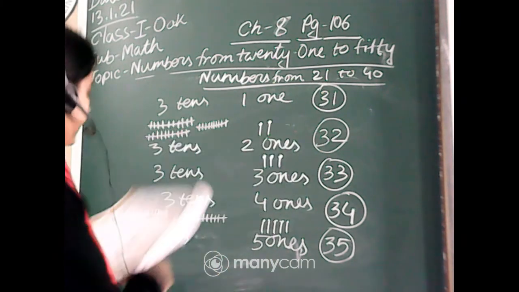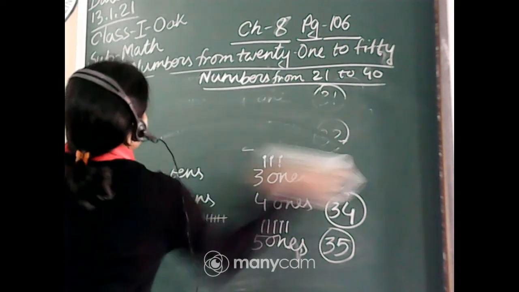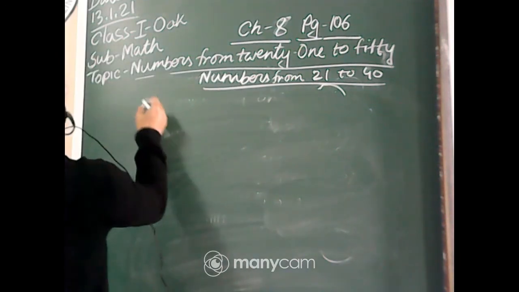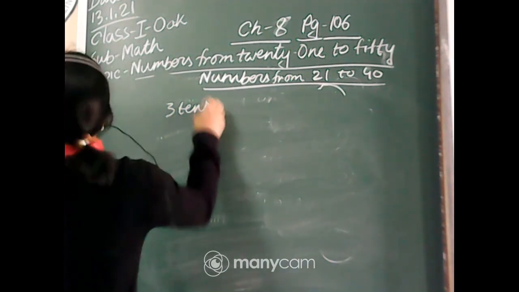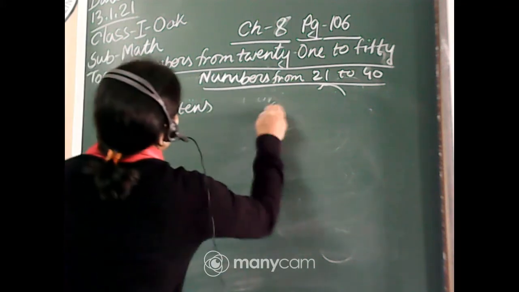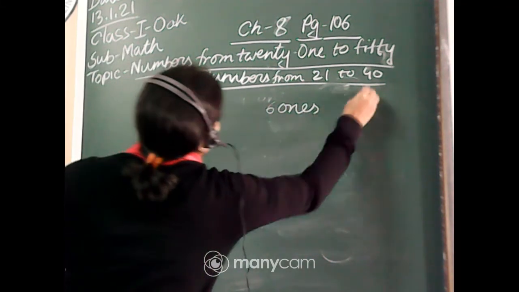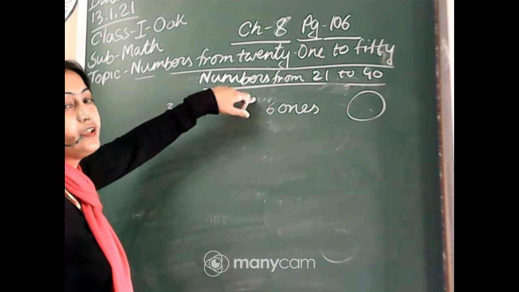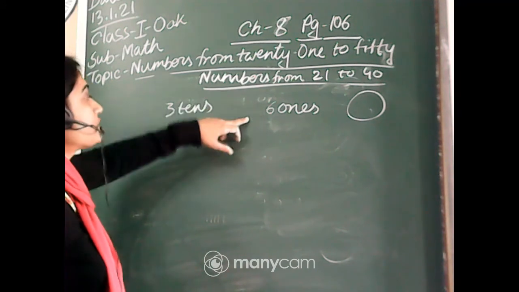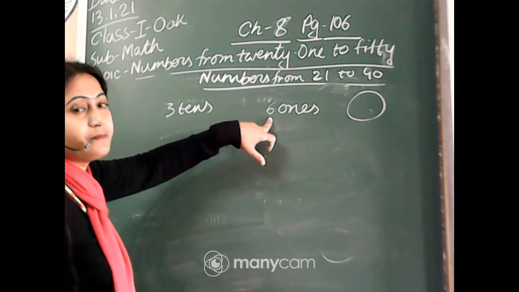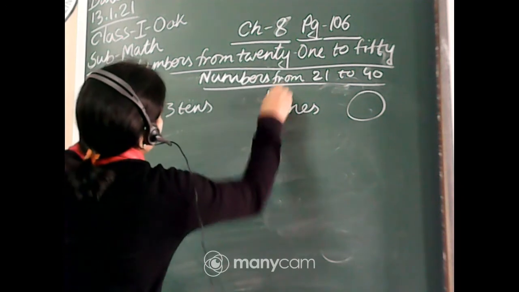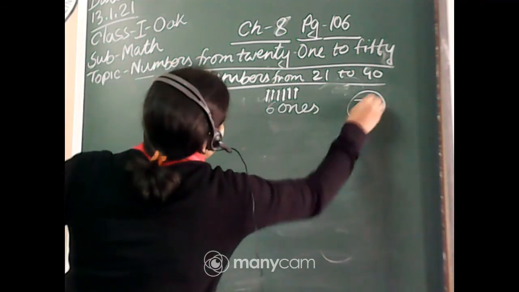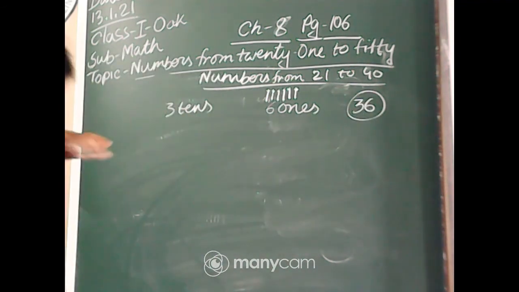Next, 3 tens. In the tens room, 3 bundles have been drawn here. In the next one, 3 tens and 6 ones. But there is no matchstick in the ones room. How many matchsticks do you have to draw in the ones room? 6 matchsticks. Yes. 1, 2, 3, 4, 5, 6. 3 tens and 6 ones. The number is 36. Very good.